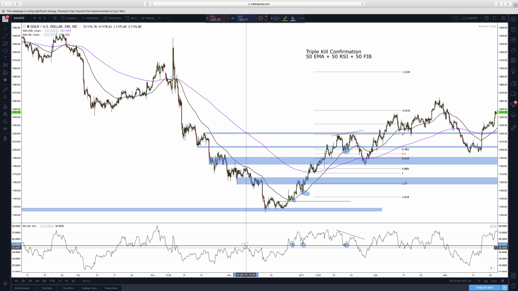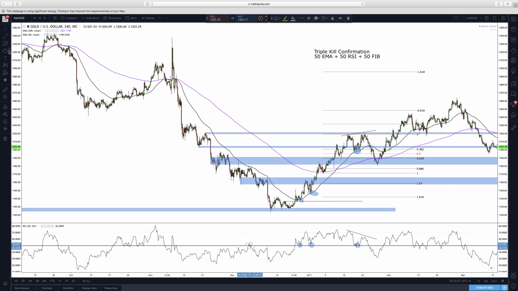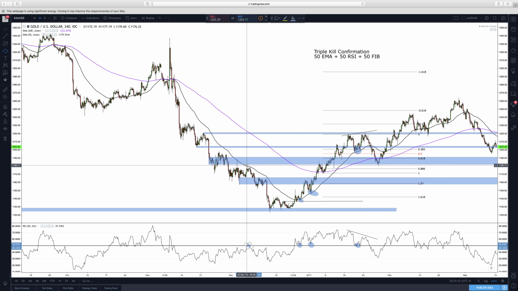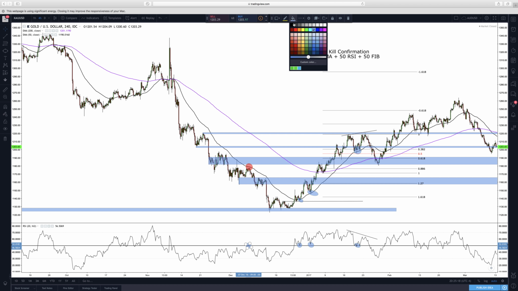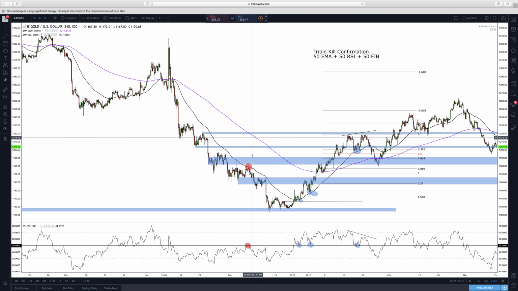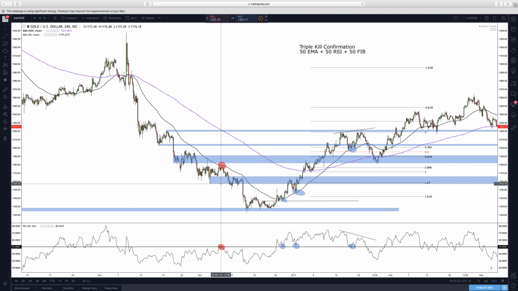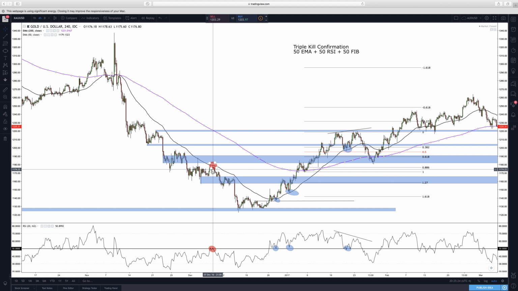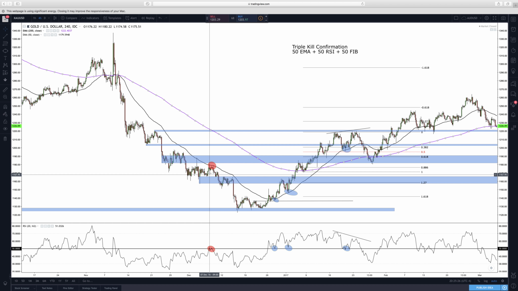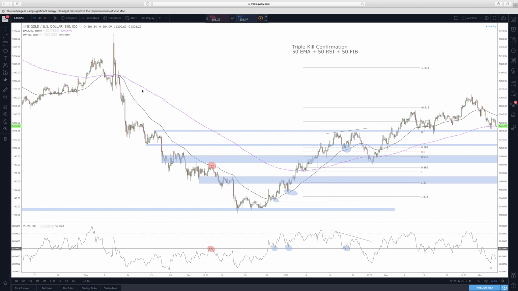But right here, we could see again, price hit right on the 50 RSI level. And we come up here. As a continuation confirmation, we see price rejected right off the 50 EMA, as well as the 50 RSI. In this case, we saw price come up, make a little double top on the 4-hour. It looks really small. If we were trading on the smaller one or zoomed in, we would have seen on the 1-hour chart. Let's actually go into the 1-hour chart.